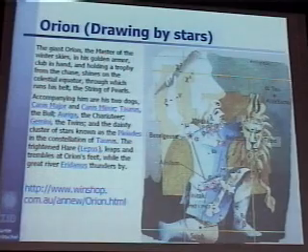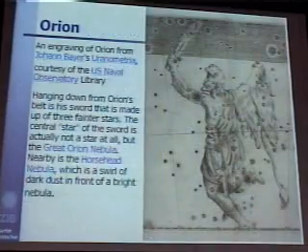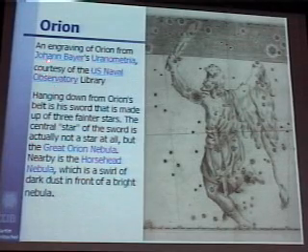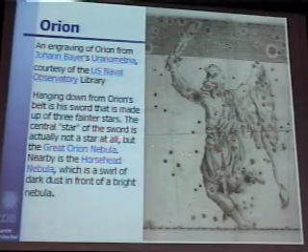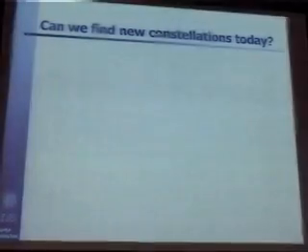That's a very fascinating story, but different people see different Orions. That's another Orion from an old engraving in Uranometria. And you see here Orion, that's the grand Orion Nebula. The question is, can we still find new constellations nowadays?